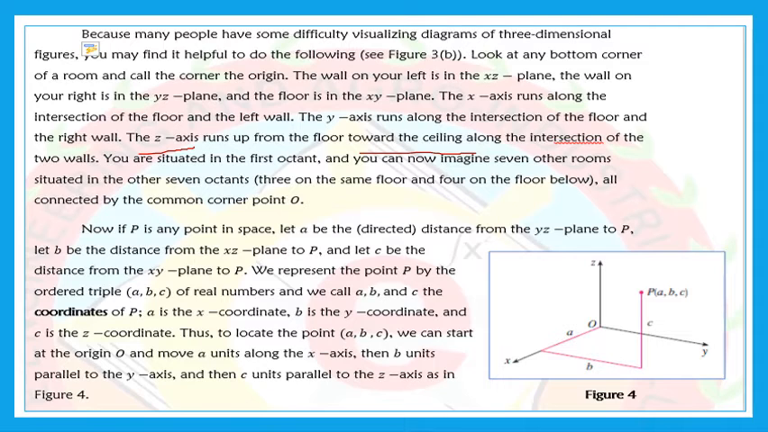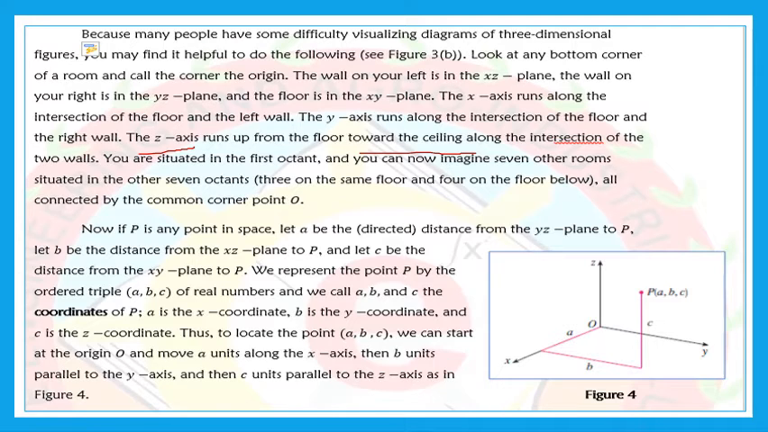Okay. 3 on the same floor: 1, 2, 3. And 4 on the floor below. Sa baba, di ba? All connected by the common corner of point O. Okay. So try to imagine or try to picture out.